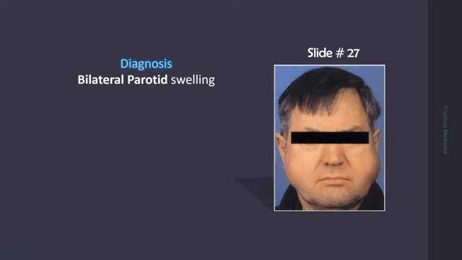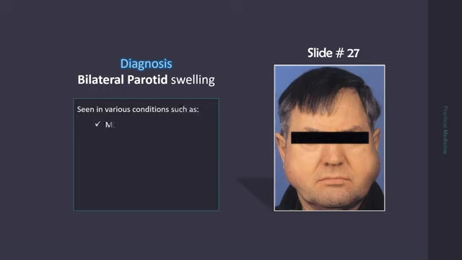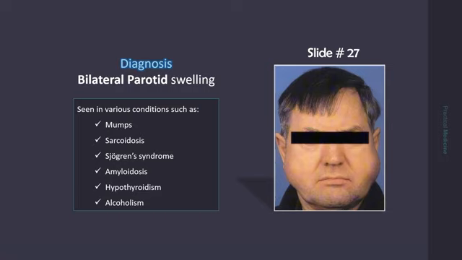There is bilateral parotid gland swelling here. It is seen in various conditions. Few common examples are mumps, sarcoidosis, Sjogren's syndrome, amyloidosis, hypothyroidism, and alcoholism.